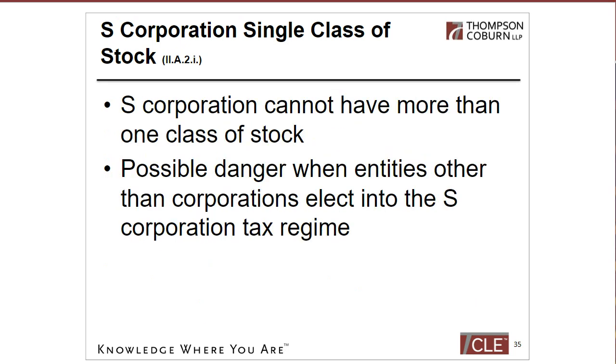An S corporation cannot have more than one class of stock. And that is a possible danger when entities other than corporations elect into the S corp regime. Let's suppose you have an LLC and you have your LLC operating agreement, and your LLC operating agreement form has all these partnership tax provisions in there. Those partnership tax provisions do have provisions for unequal allocations of income and unequal distributions. There are a lot of complex partnership income tax rules that, even if you intend to be pro rata, can throw things off, and you draft those things into the partnership agreement.